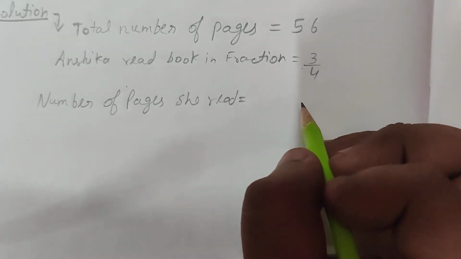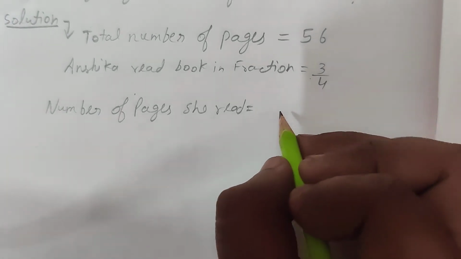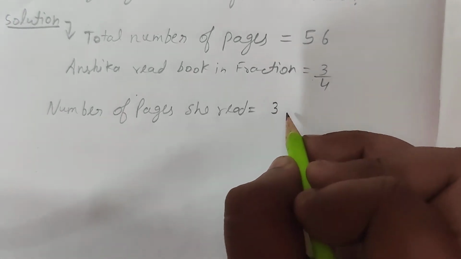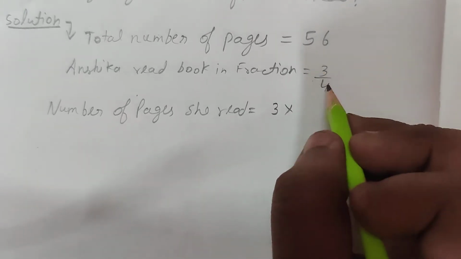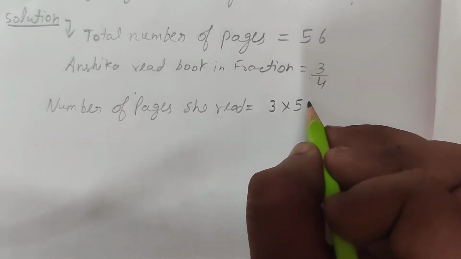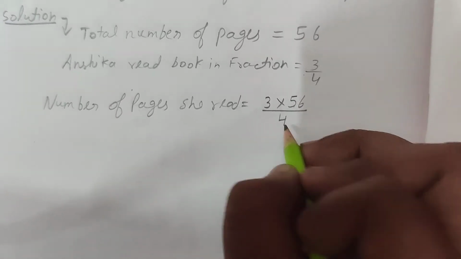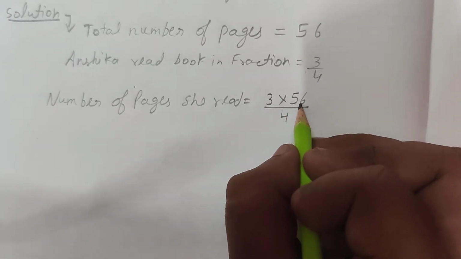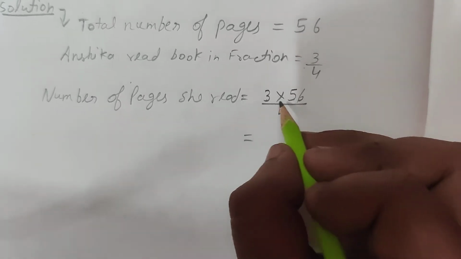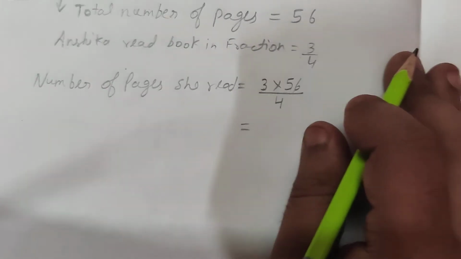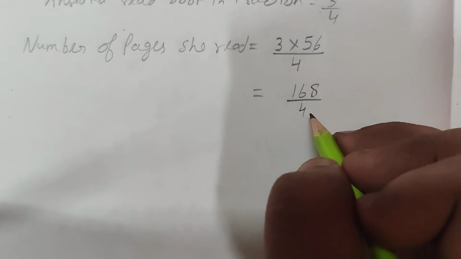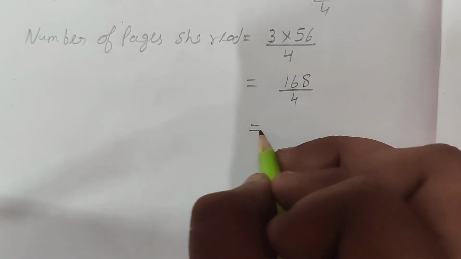Here is some different thing we have to find out. We have to multiply 3 into 56 upon 4. We have to multiply by 3 into 56. So I have done the multiplication for you, 168 upon 4. Now next part, we have to divide 168 by 4.